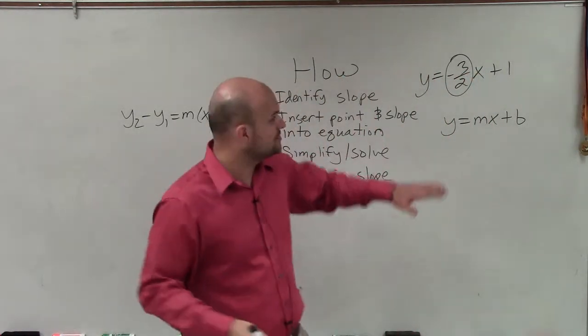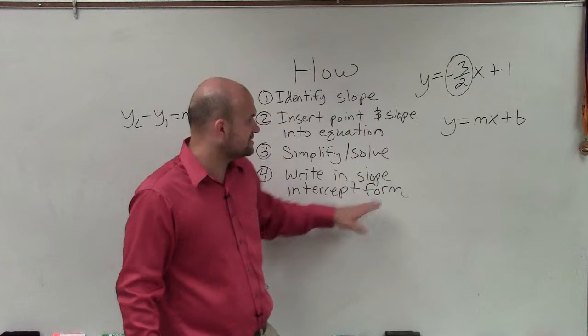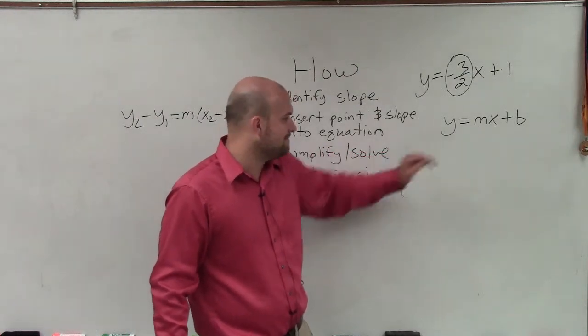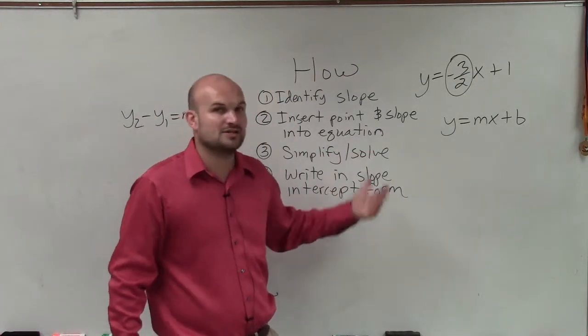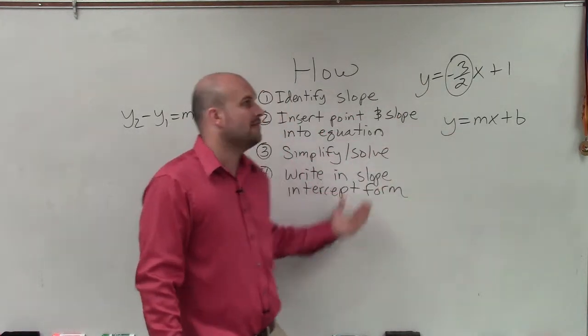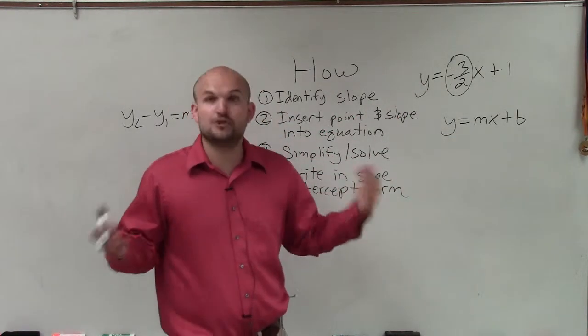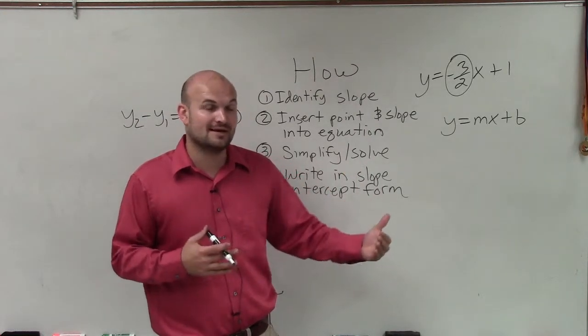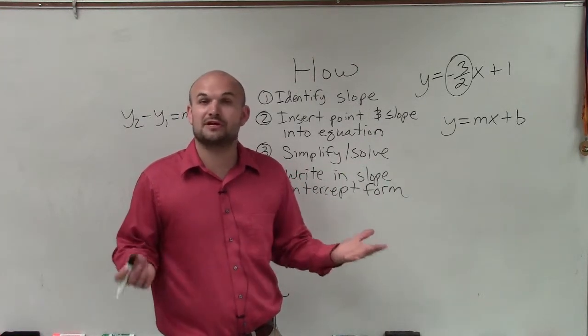However, if you use the slope-intercept form, once you've plugged in your point and your slope, you've solved for b, then you just rewrite the equation in slope-intercept form, where you know what the slope is and you've solved for b. Then you just want to rewrite your equation of that new parallel line that goes through a point in slope-intercept form.